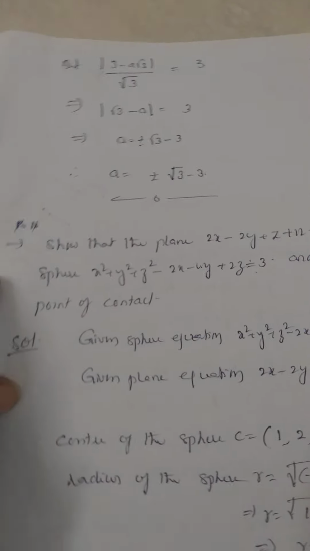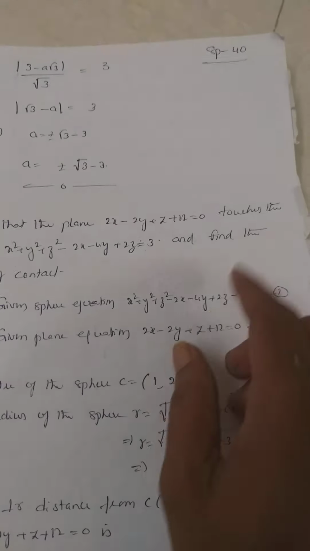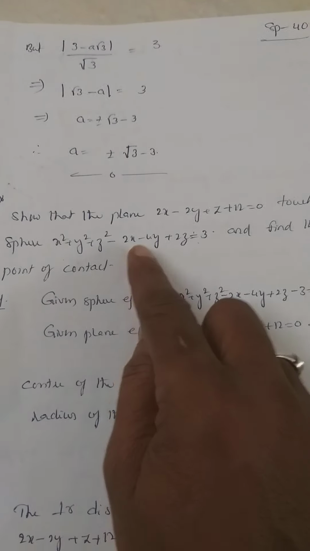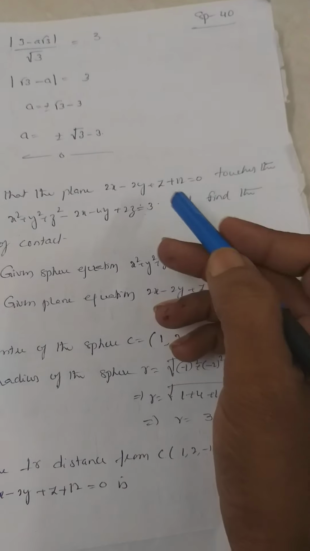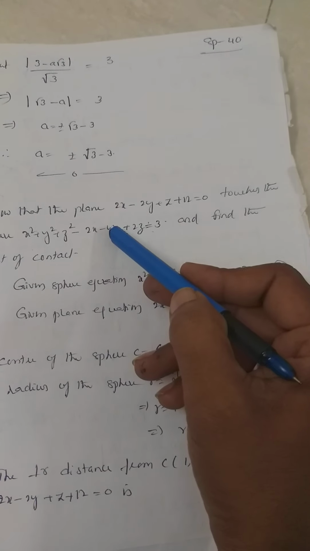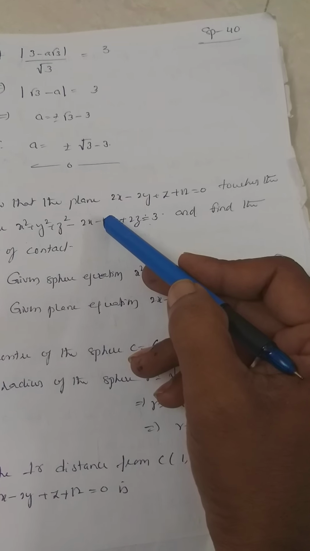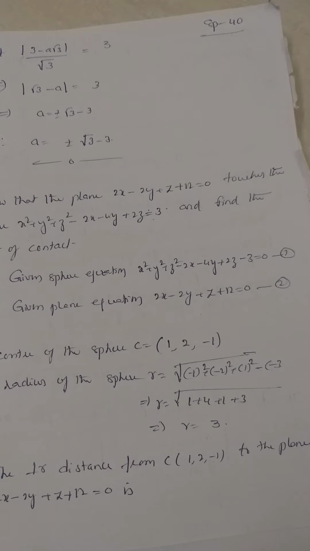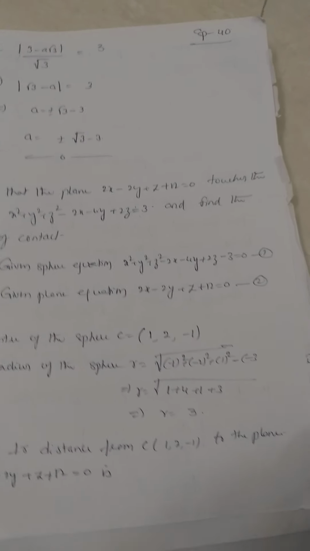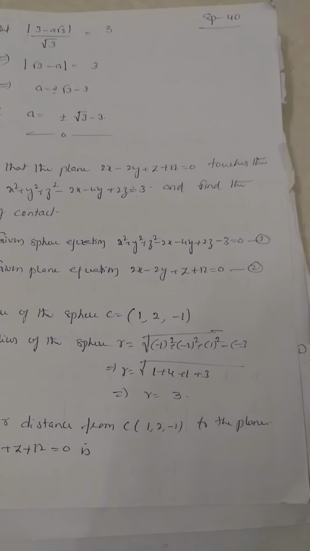This is the question. Show that the plane 2x minus 2y plus z plus 12 is equal to 0 touches the sphere and find the point of contact. Now we have to show that this plane touches the sphere, means it is a tangent plane. That means the perpendicular distance from the center of the sphere to the plane is equal to the radius, right?